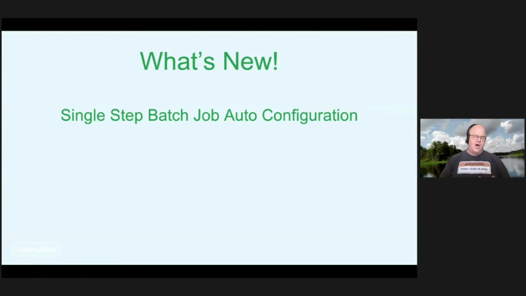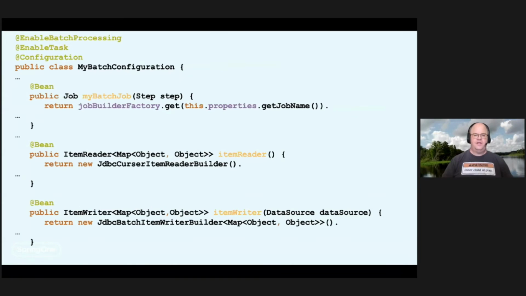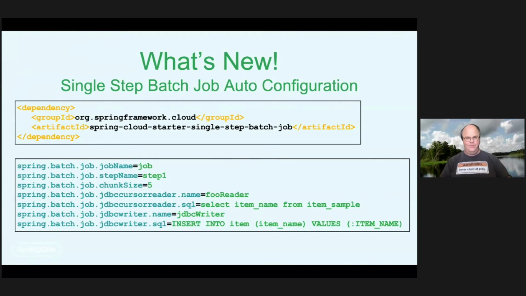So we're going to offer you in Spring Cloud Tasks, the next version, this is what we're shooting for, what's called single-step job auto configuration. If we remember, when I had that batch job, remember I had to do some configuration. It was super easy. The builder was there for both the reader and the writer. But you know how I say, Spring just can't leave good enough alone. We want to make it easier for you. What if all you had to do was add a dependency here, Spring Cloud Starter single-step batch job?